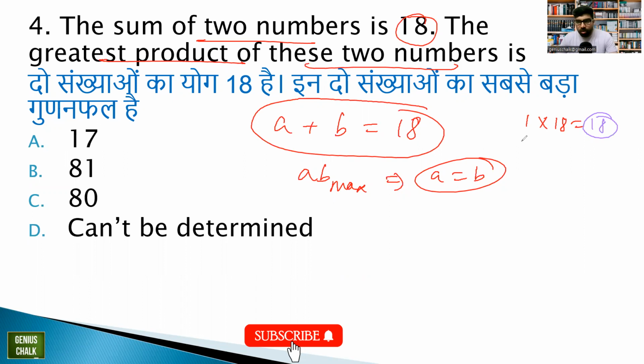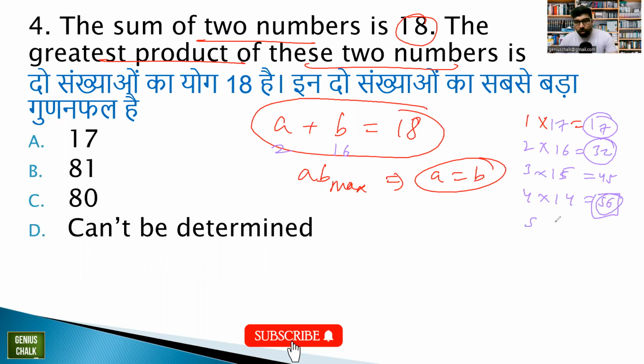Sorry, it's 1 and 17, not 18, because 1 plus something is 18. This has to be 17. So what is my product? My product is 17. Go ahead. 2 into 16, so this is becoming 32. Okay, this is a bit more value. Let's go ahead. 3 plus 15, if you multiply, you'll get 45. 4 into 14 also, it is 56. Fine, this is also correct. You are getting a higher value.